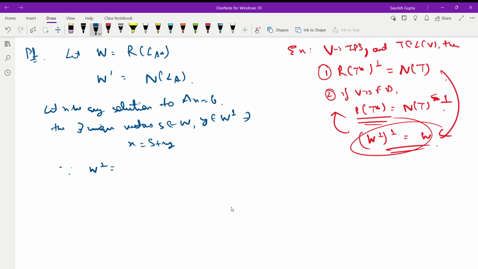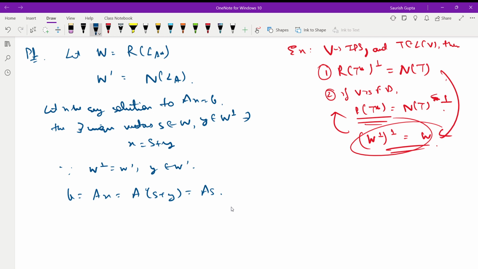But this Y surely comes from W dash, right? That is what I want to say. Since W perp equals W dash, therefore Y comes from W dash. Moreover, now you can write B equals Ax as A times S plus Y, which you can write as As plus Ay, but Ay will come out to be 0, to have As.